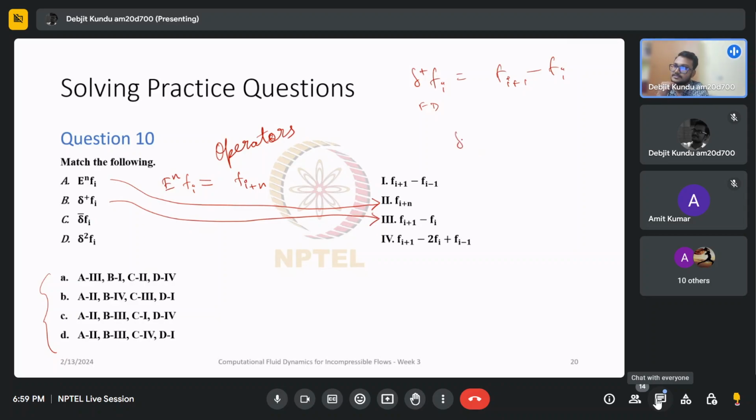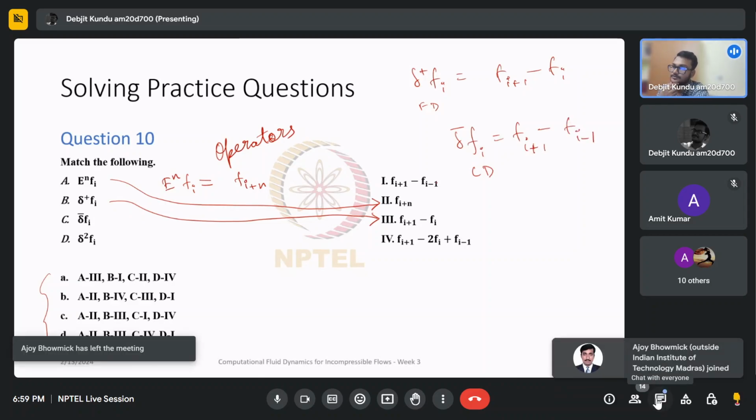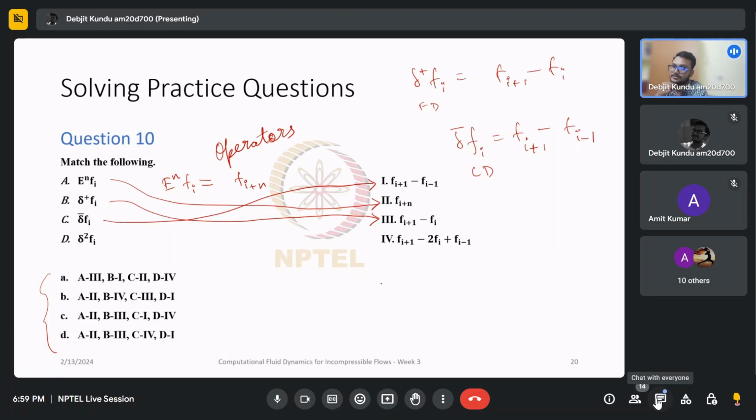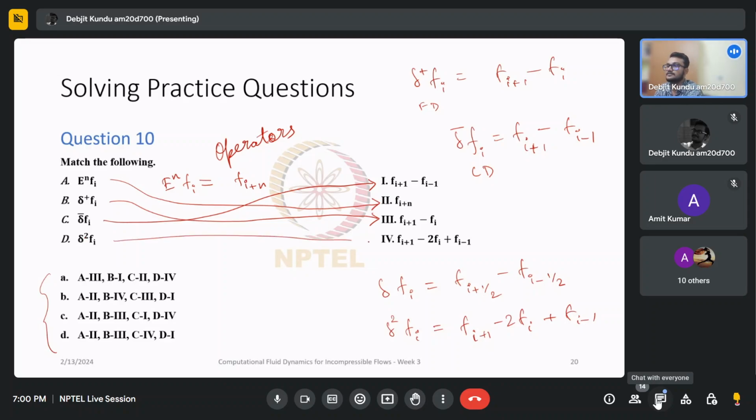Now C is this delta bar phi_i. Delta bar phi_i means the central difference, so phi_(i+1) minus phi_(i-1). So C should be option 1. And option D is the delta operator itself acting upon phi_i, which would give you phi_(i+1/2) minus phi_(i-1/2). These half points actually do not exist, but delta is defined in this way so that we can cleverly use delta squared to define a second order central difference. So this becomes phi_(i+1) minus 2 phi_i plus phi_(i-1). So option D is 4.